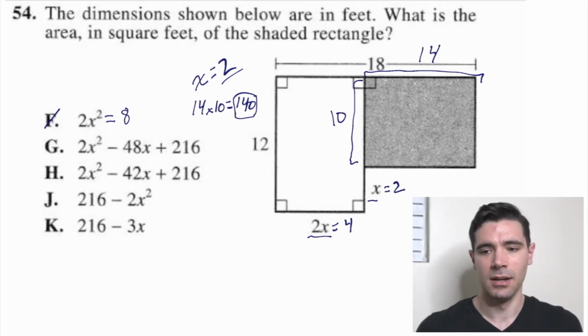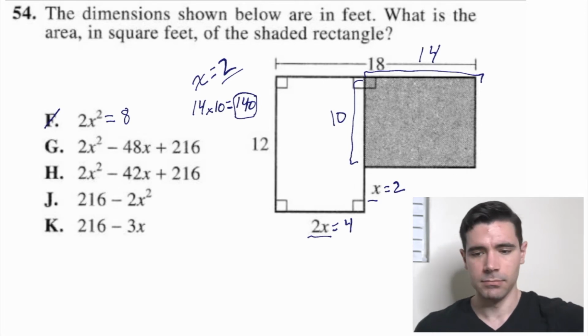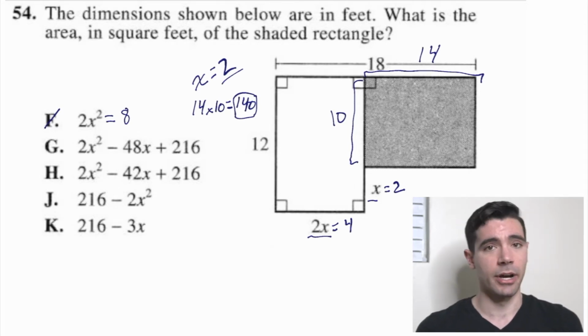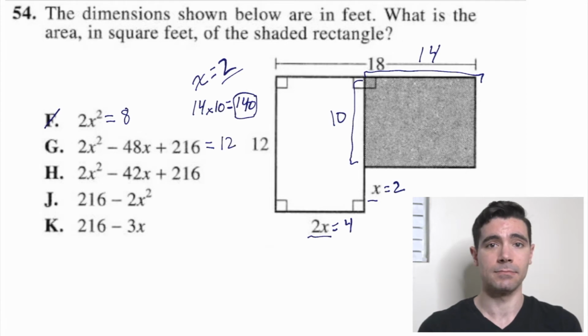Aw, man. It's a bummer I have to do this in my head. No, I don't. We live in an exciting time. Bust out that calculator. Okay, so let's enter it in. 2x squared, we already decided, is 8, minus 48 times 2 plus 216 equals 128. Not 140. Bye, G.